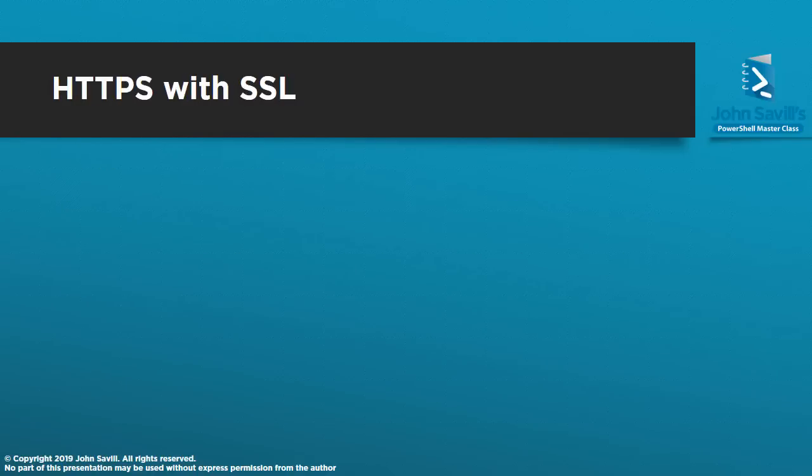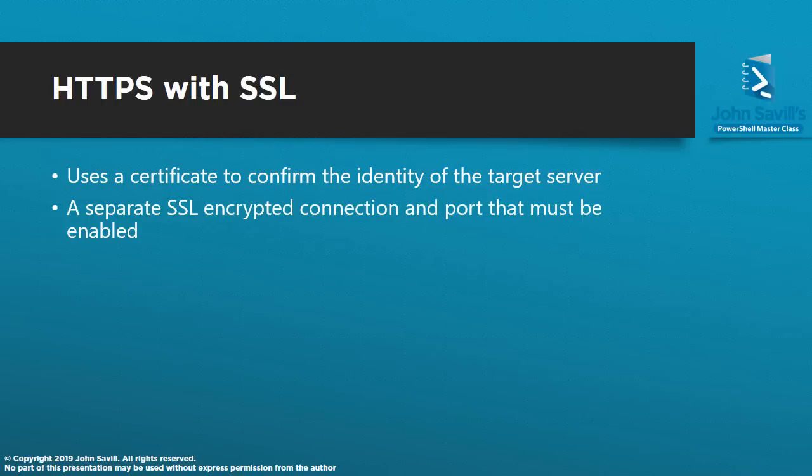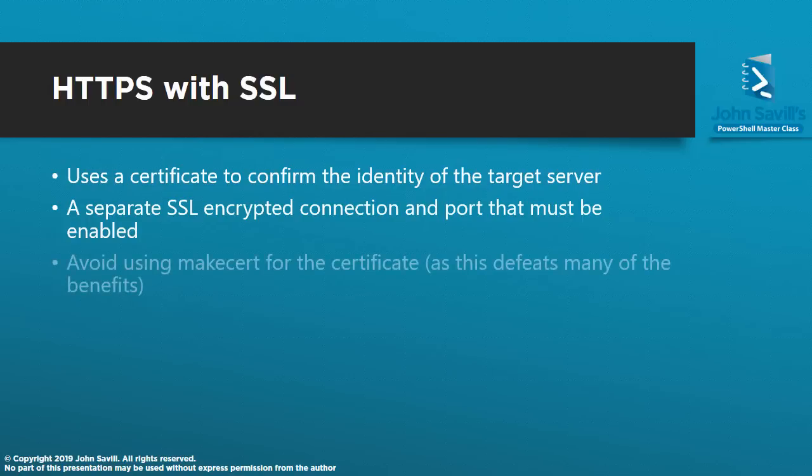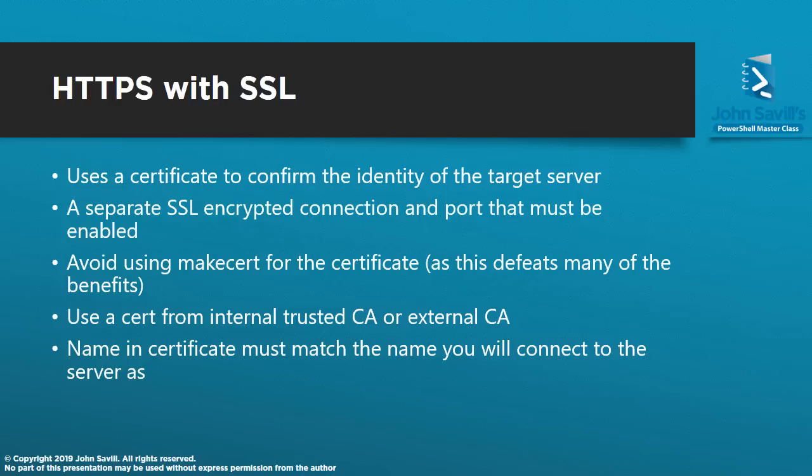I can use HTTPS, i.e. SSL. Now, I need a certificate. This helps me confirm the identity of the target server. It uses a separate SSL encrypted connection and port that I have to enable. Now, for the certificate, I can use a self-signed cert if I'm just testing, messing around, sure. But that really defeats most of the benefits of using a certificate. So I could use a certificate from an internal certificate authority, an enterprise CA, or I could use an external CA. But the name in the certificate must match the name I'm actually using to connect with.